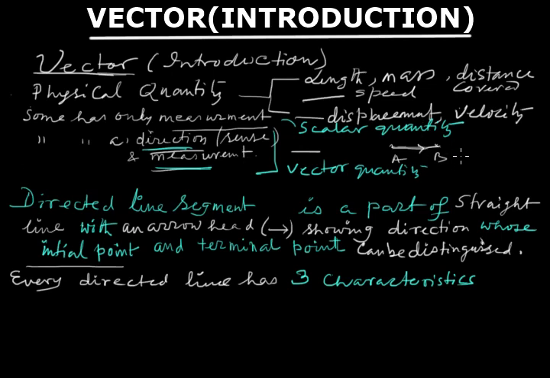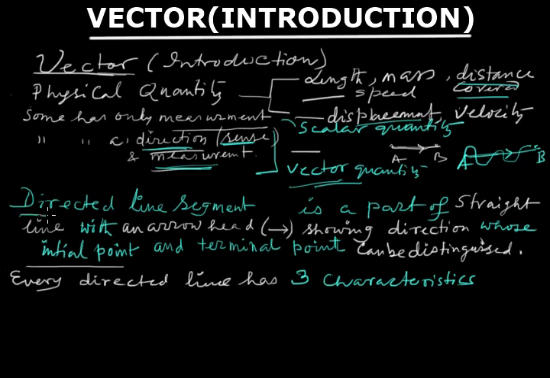Suppose a particle is moving like this, starting from A and moving to B. So the distance covered is this one. But if you move in a direction, this is displacement. So there is a difference between distance covered and displacement. Distance covered has no specific direction, but displacement has a specific direction. So a quantity which has a specific direction or sense along with measurement is called a vector quantity.